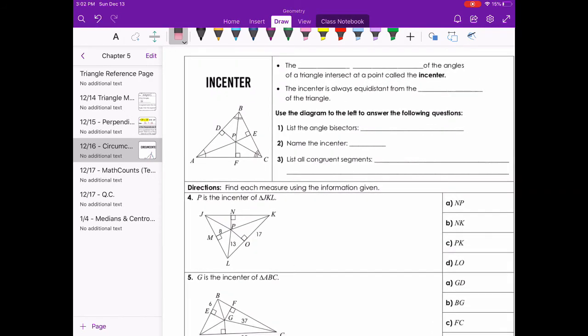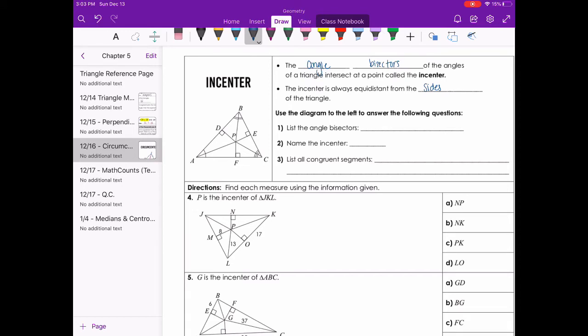All right, so this brings us to incenter, which I said is very similar to the circumcenter, where circumcenter is where all of the perpendicular bisectors meet. The incenter is where all of the angle bisectors meet. So it's always equidistant from the sides of the triangle. So there is a difference, and it's just going to take some practice.